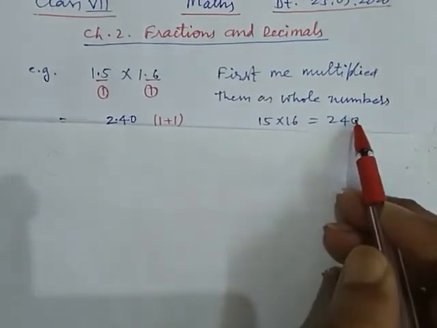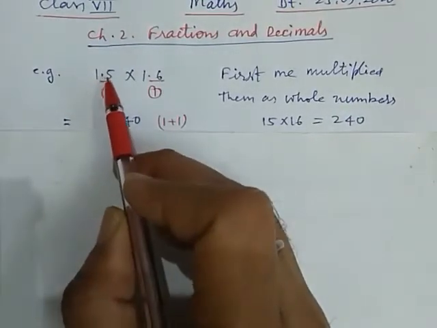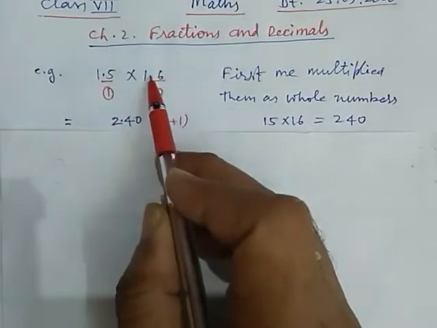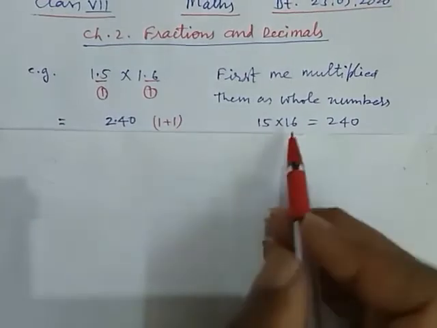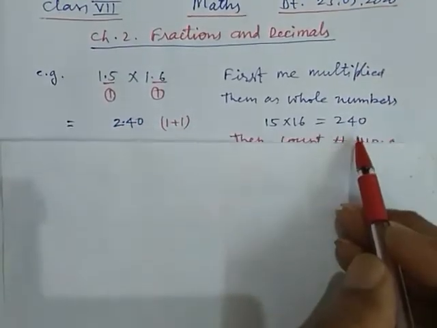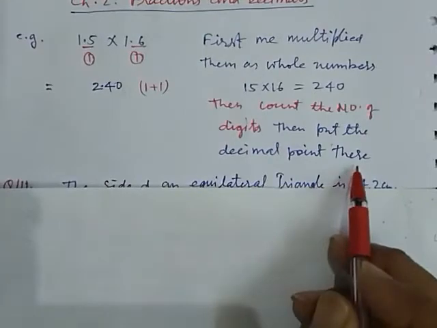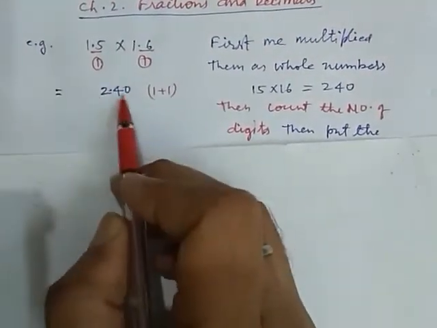Okay, now we count how many digits are there after the decimal. Here there is 1 digit, here again there is 1 digit, so total digits are 2, so we put the decimal before 2 digits, 1 and 2, like this. Then count the number of digits, then put the decimal point there. Okay, so here we found 2.40.